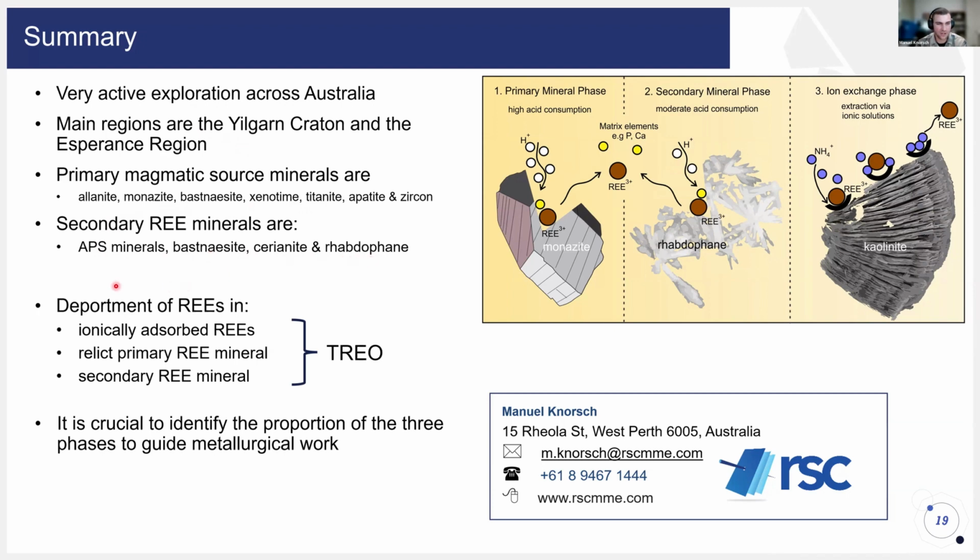And I guess the main take home would be the deportment of rare earth, that you can have the rare earth in ionically adsorbed form. That's what you want. You can have them in a relic primary rare earth mineral phase, so minerals that survived from this underlying source granite, or they can be as a secondary rare earth mineral. And that all feeds into the TREO values that companies put out when they have their drill results or resource estimations. So I would argue it's crucial to identify the proportion of those three deportment types to guide metallurgical work. And that's something we also want to keep working on with Mariva for a potential stage 2 project.